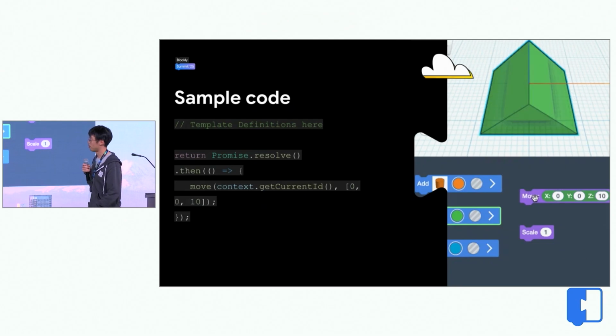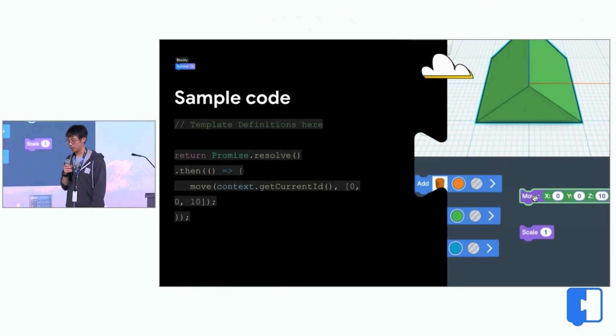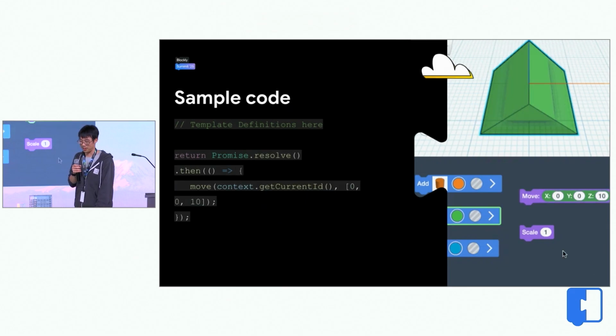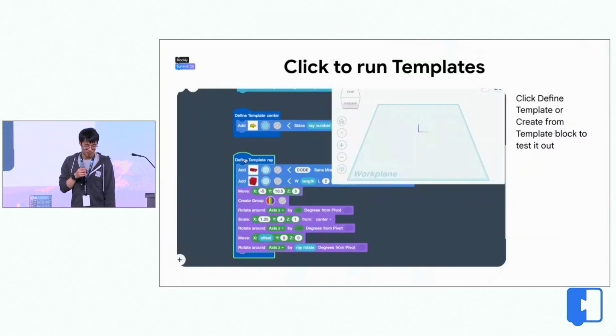Click to run works on most of the blocks that we have in the toolbox, but empty loops and comments don't really do anything, so we just ignore them. We don't generate anything when you click them. We added some special behavior to our defined template blocks as well, because usually when you click run, they don't really do anything. They're just there to define the function.